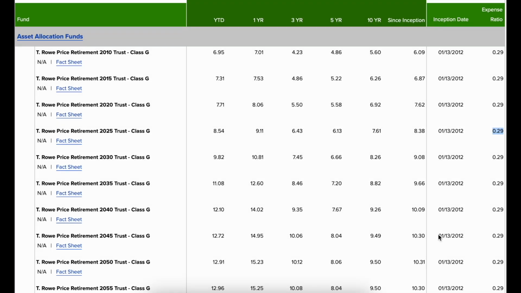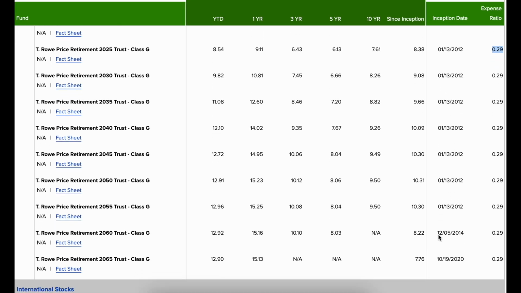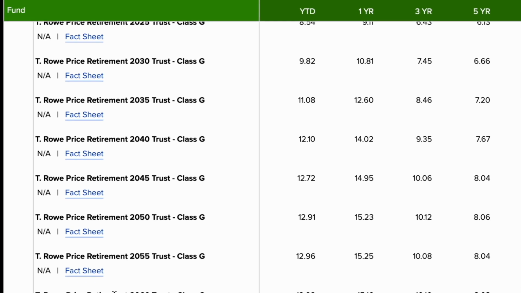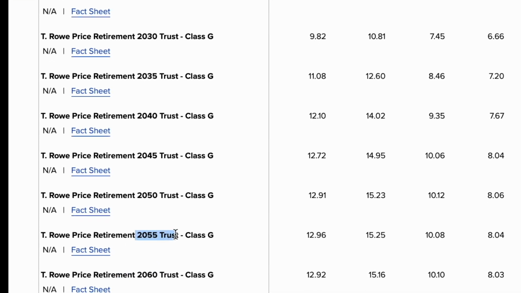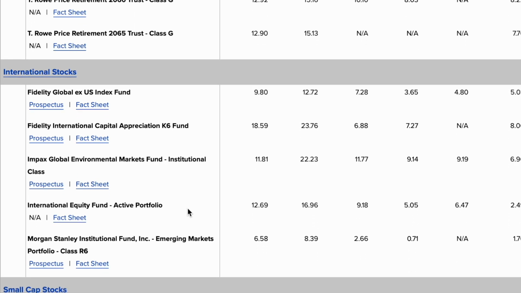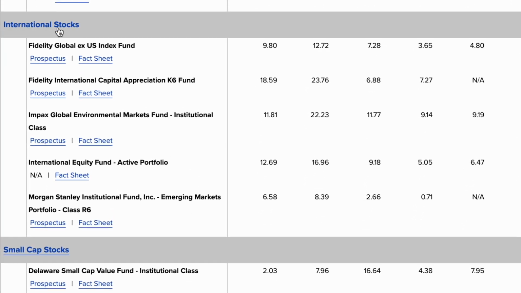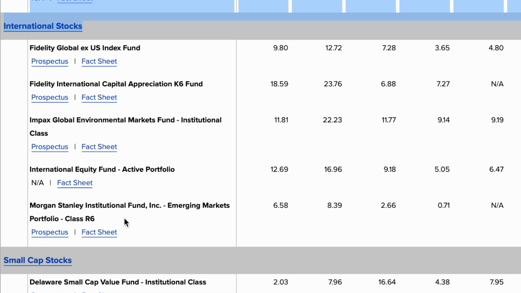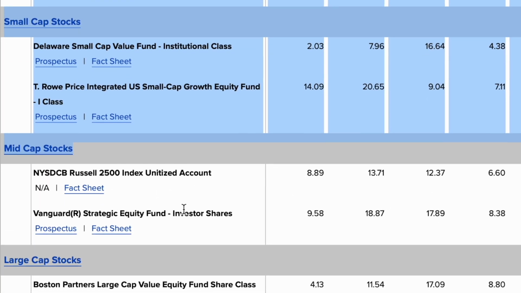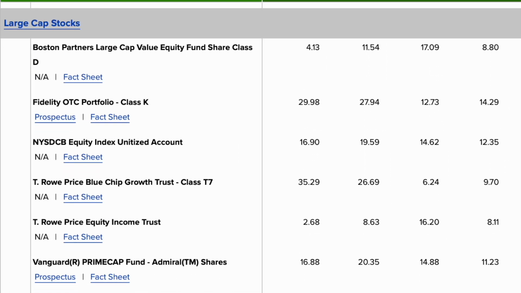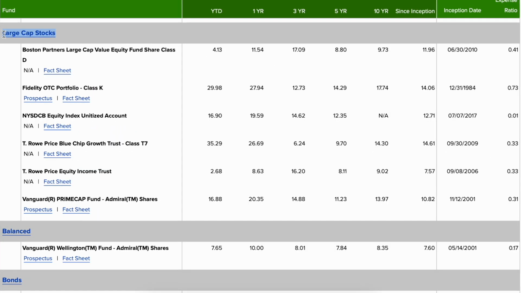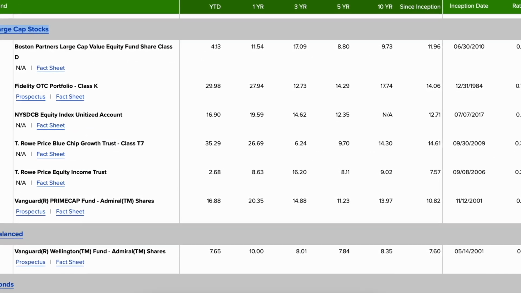So now that we got the expense ratios out of the way, I like to completely avoid these target date funds that you'll see labeled 2060. They're always by 5 years, 2055, 2050. I look right for the S&P 500 index fund. At the top of the list here you have international, you have small cap stocks, mid cap stocks, and it's going to be under large cap stocks. That's always going to be the biggest portion of my retirement, and I'm going to look for the S&P 500.